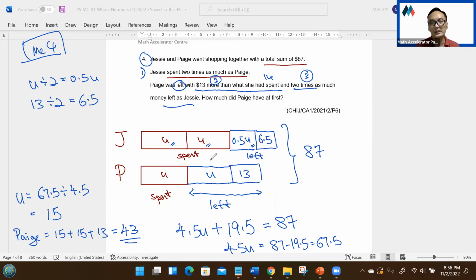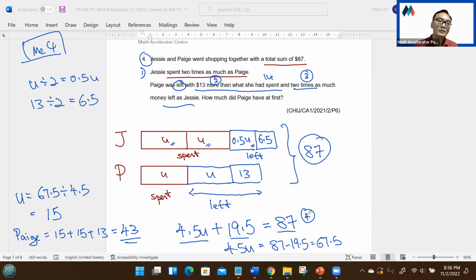So if we add up everything, we have 1 unit, 2 unit, 3 unit, 4 unit, 4.5 unit, right? So this is 4.5 units. So 13 plus 6.5 is 19.5. And this is equal to 87. This is step 4. Step 4, okay, Ashton?